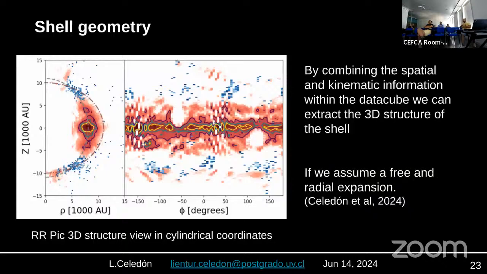Thank you. More questions? Thank you for the talk. Very interesting to see these results. About the H alpha images with the BSD.